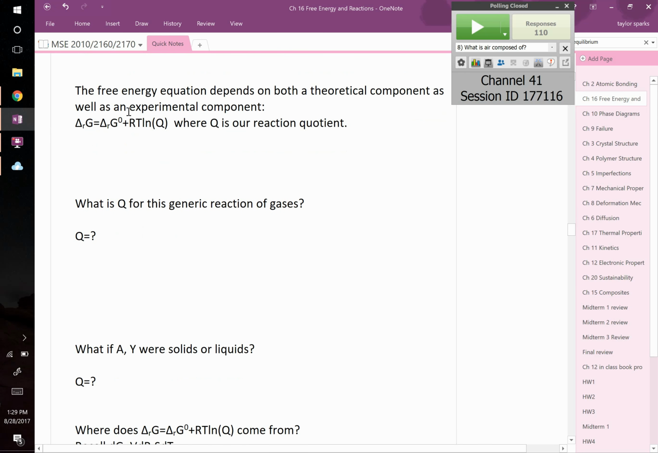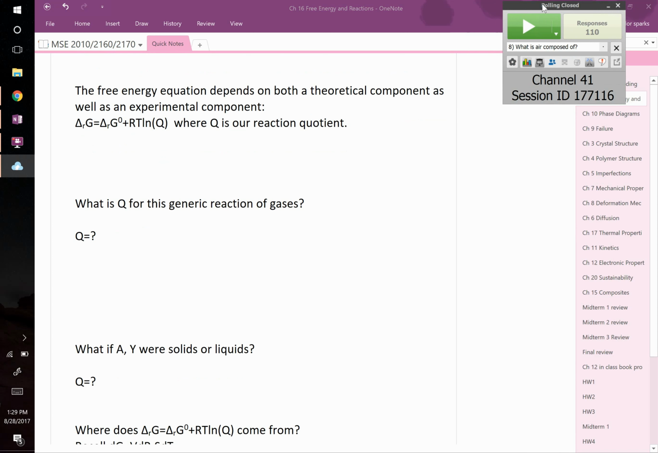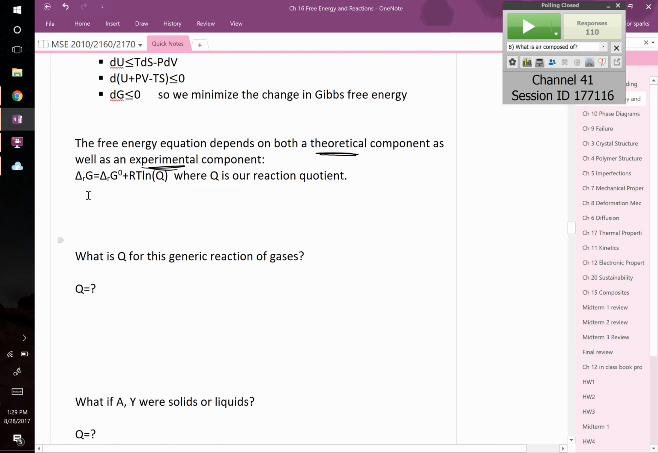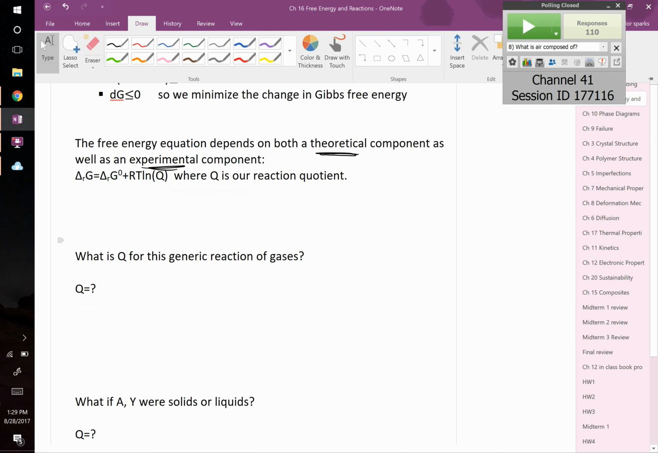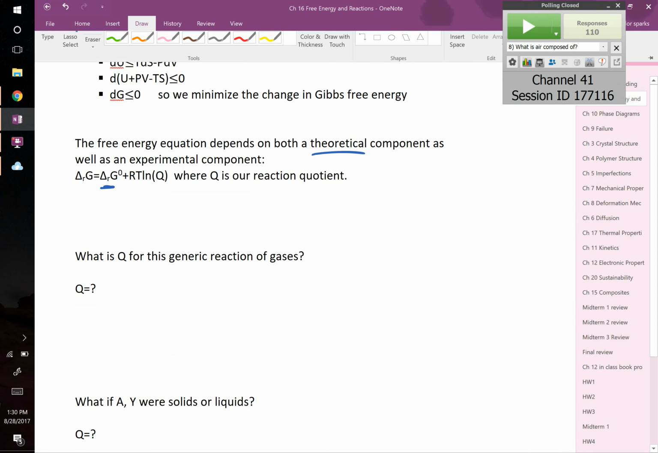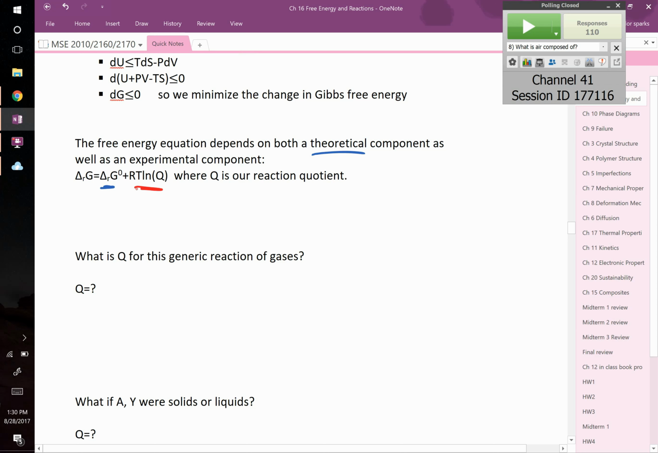Let's talk about now this. The free energy equation depends on both a theoretical component as well as an experimental component. What on earth are we talking about? Let me write these in color so it's easy to see. The theoretical component is this part. The experimental component is this part. And I think the easiest way to think about this is that the total change in free energy of the system is one thing as it's written on paper.